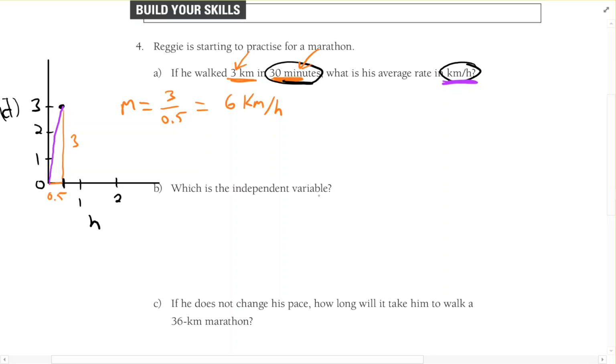So for B here, though, it says, what is the independent variable? So the independent variable is the one that doesn't depend on anything else. Well, that's time. Time just keeps on ticking. So that's going to be time.